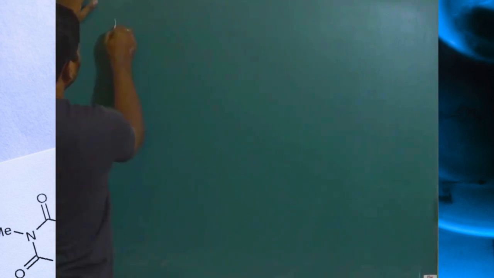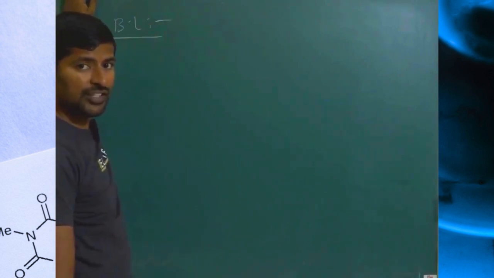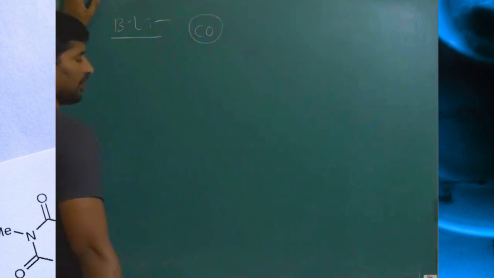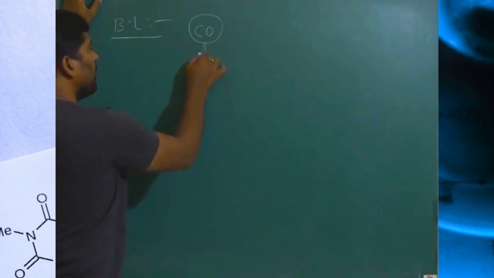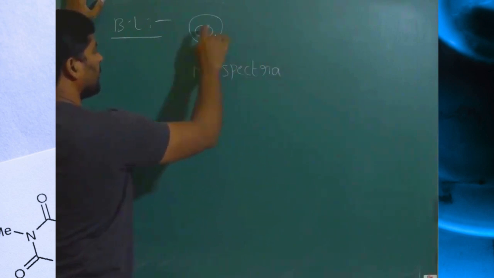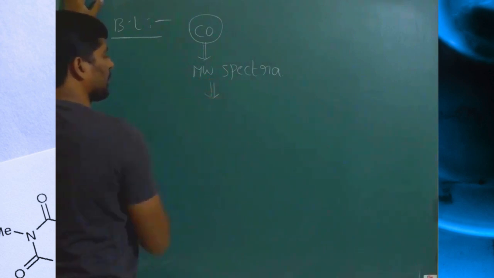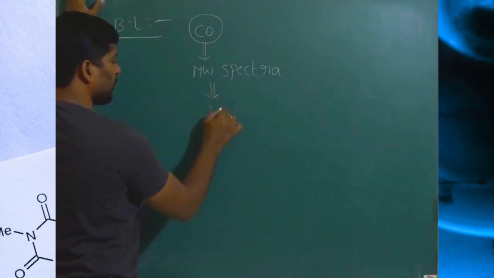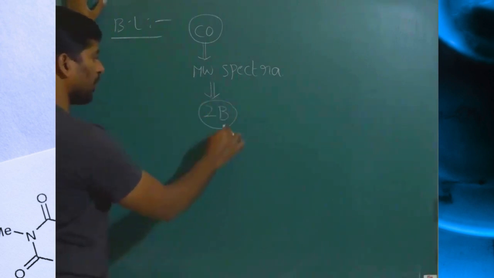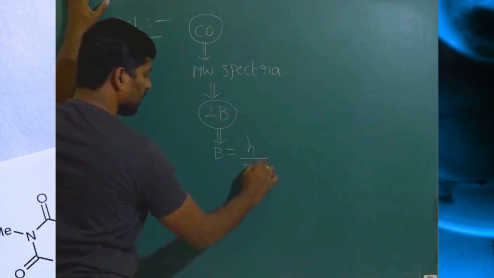Okay, how to determine bond length based on rotational spectra for a rigid diatomic molecule? For example, we want to calculate the CO bond length. For CO, first we have to record the microwave spectra, the rotational spectra. After recording the microwave spectra, if you take the gap between any two successive energy levels, what do we get? 2B we will get. From that 2B, we have to take B. So B is equal to what we have? h by 8 pi square I c.